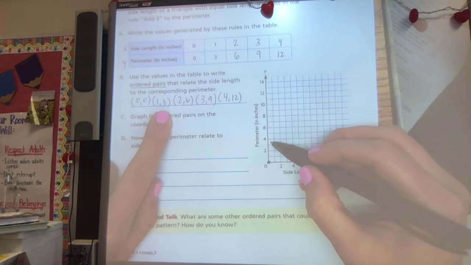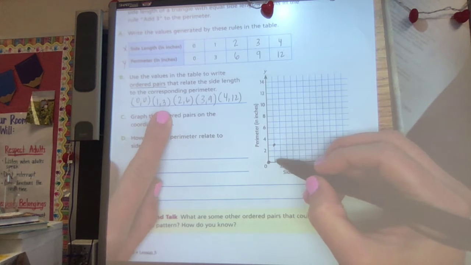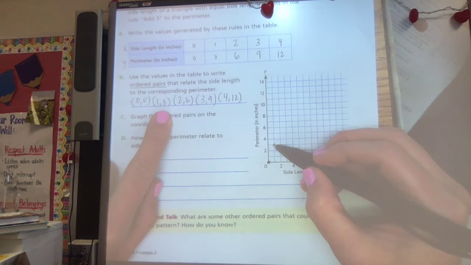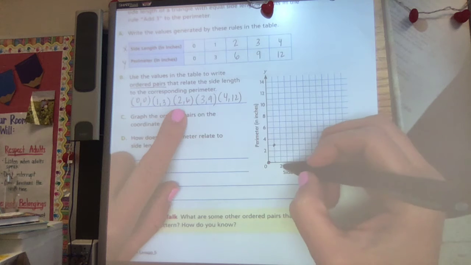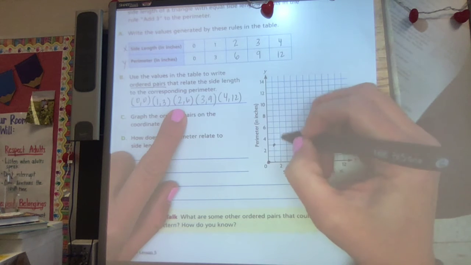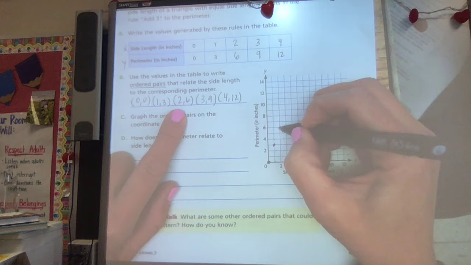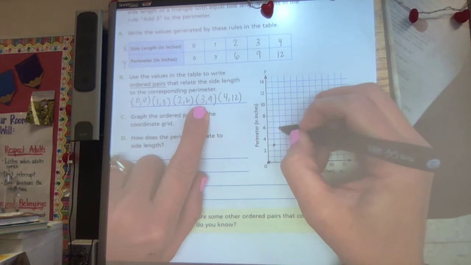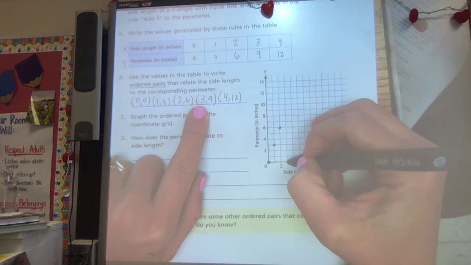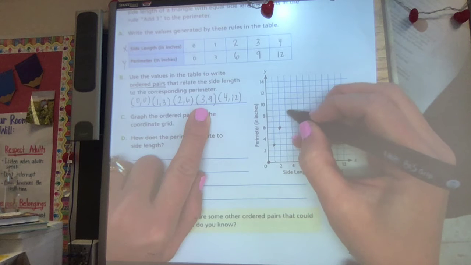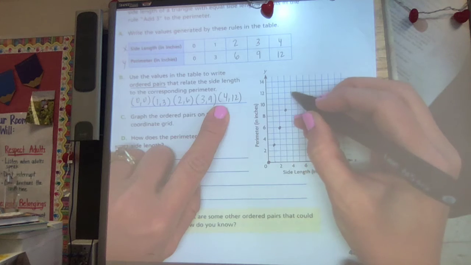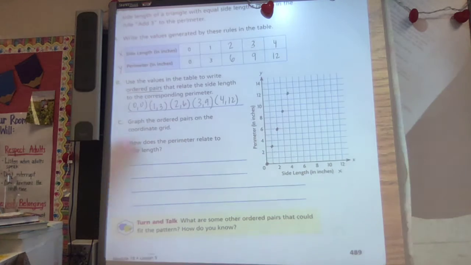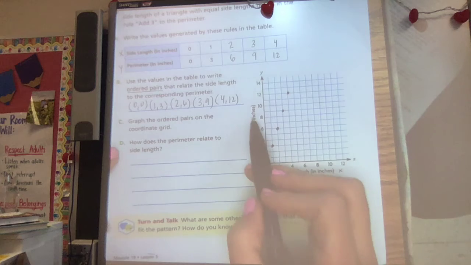It's not in the middle. You stay on 1, you stay on 3. This is an exact location. That's why we put it right there. That's what a point is. It's an exact location. Next is 2, 6. Go to the right 2, go up 6. 3, 9. And 4, 12.